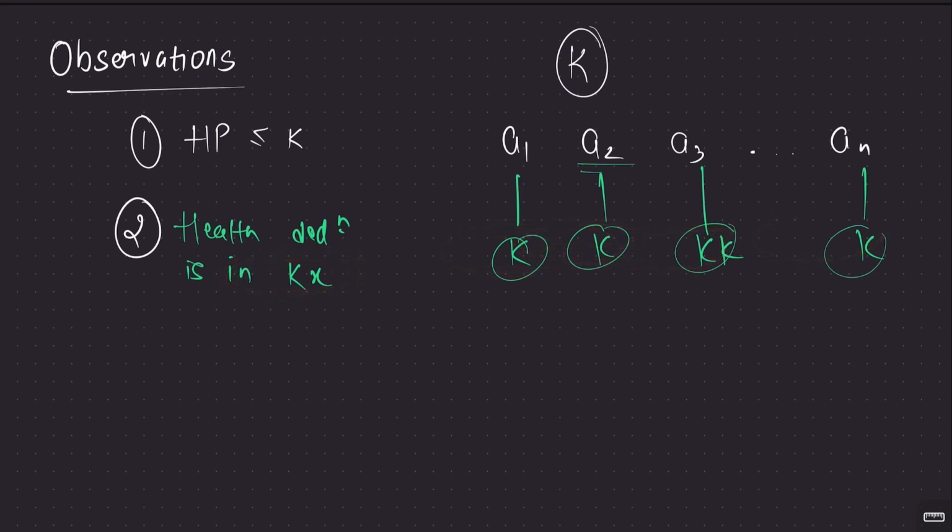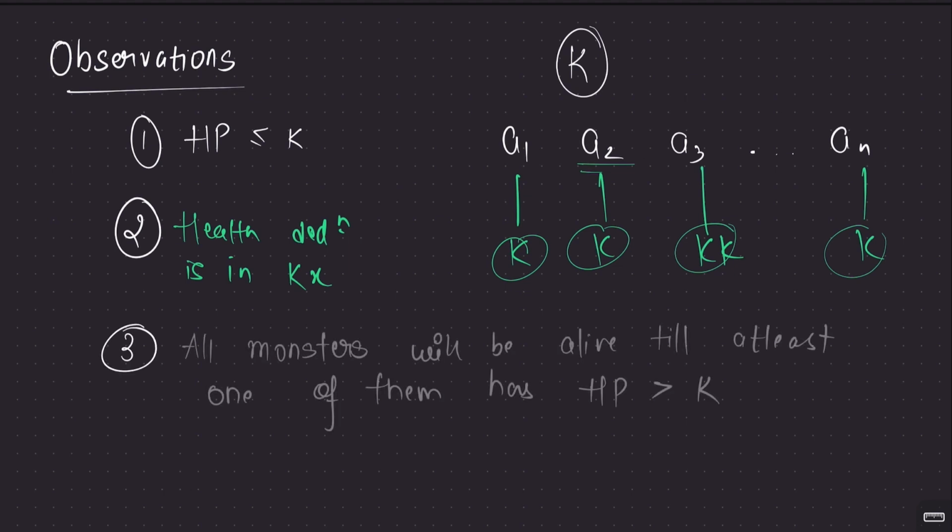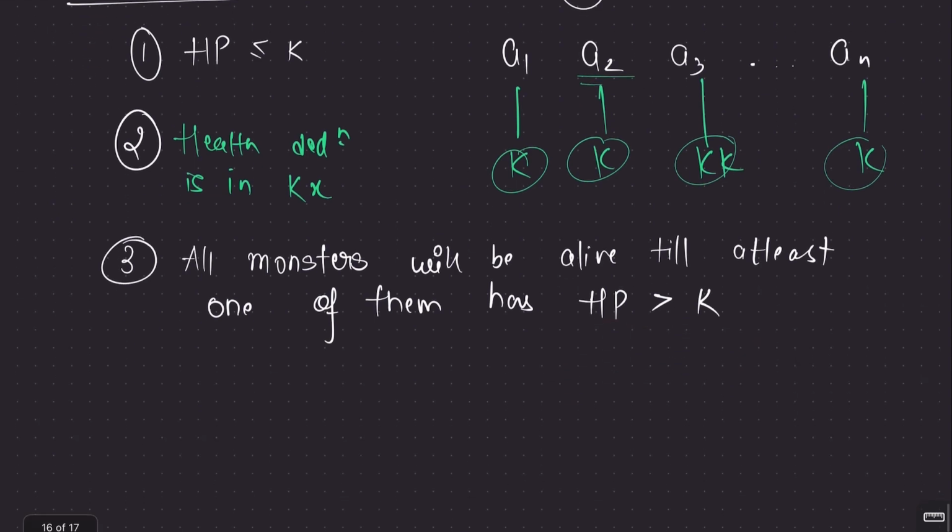Fine. So these two observations are very simple. What next? Hear me out. This is a very interesting observation. If you are able to make it, then you have pretty much solved the question. So hear me out very attentively. All the monsters will be alive till at least one of them has HP greater than K. Right? So don't worry, I'll give you an example of why it works.